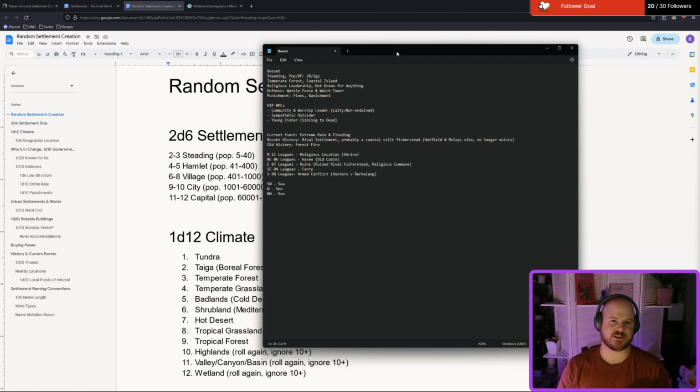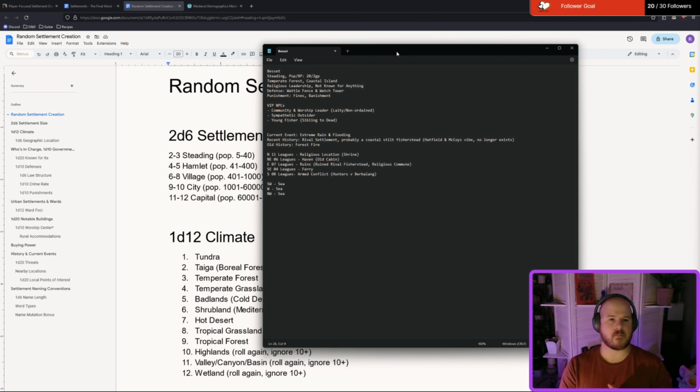And then we have some VIP NPCs. These are the movers and shakers of the community, which I always like to include. We have the community and worship leader. And it's important that I have the note in here that they're of the laity, so they're not ordained, not a priest or anything. They're just a layman who also tends to lead the community's religious and spiritual endeavors, in addition to being the actual leader of it.